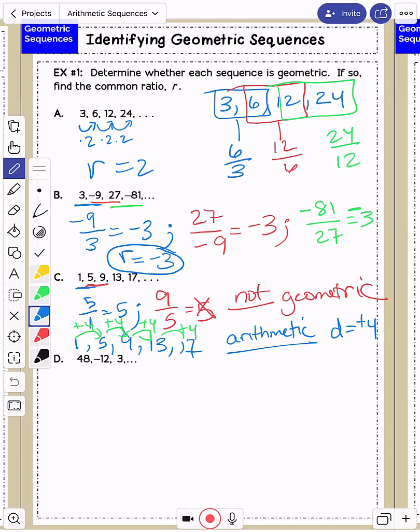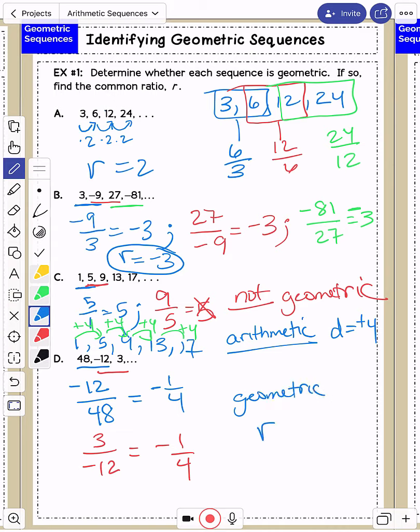All right, let's look at one more example here. So -12 is the second in the pair, and 48 was the first. So how did I get from 48 to -12? Well, if I divide those, I'm going to find -12 divided by 48 is -1/4. Then let's check the next. Remember, it's always the second term over the one before. And you're going to find that it's also equal to -1/4. So this is geometric, and r is equal to -1/4. So tricky. You can have fractions. r can be a fraction.